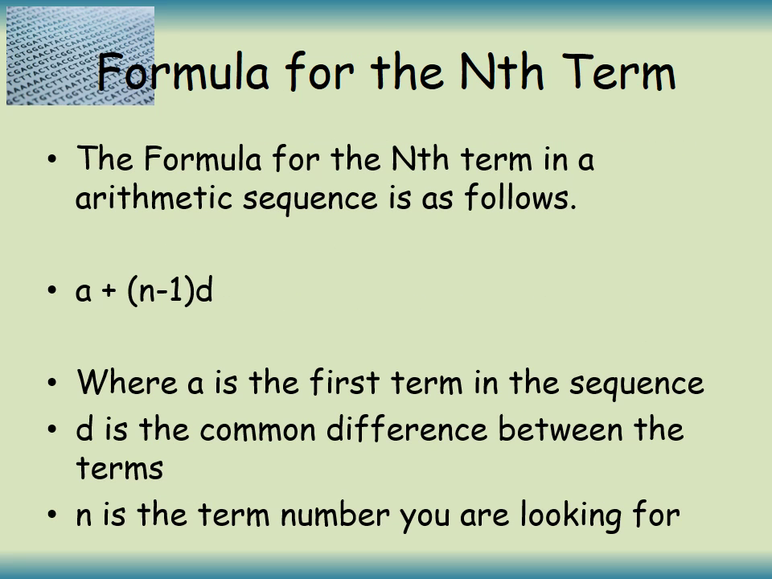The formula for the nth term in an arithmetic sequence is as follows: a + (n − 1) × d, where a is the first term of the sequence, also known as term 1, and d is the common difference between the terms, for example, term 2 and term 1. n is the term you are looking for.